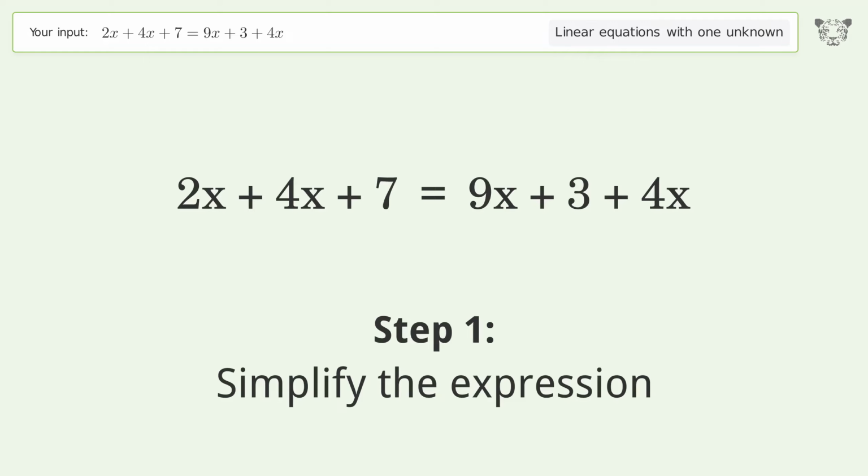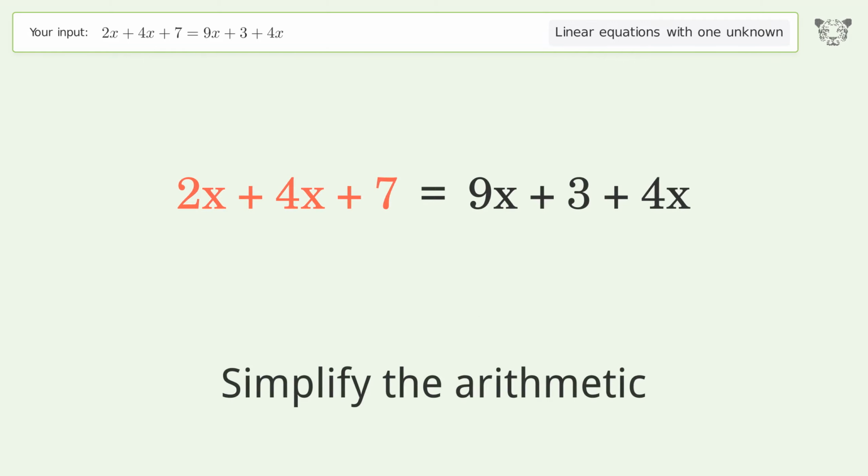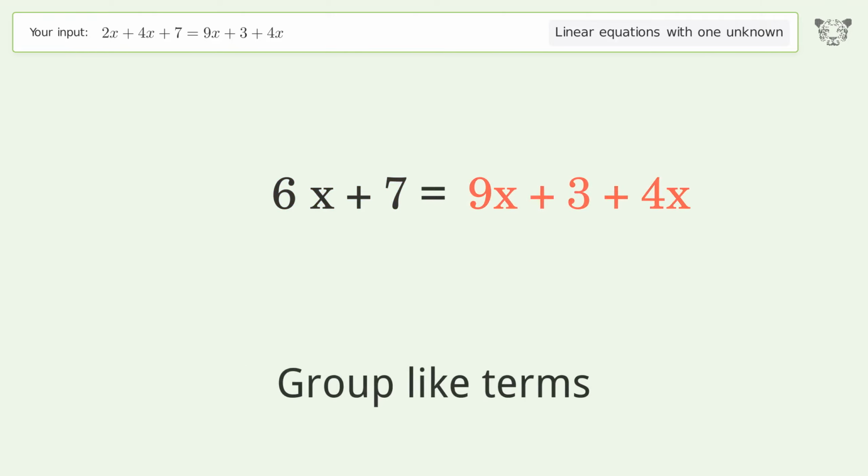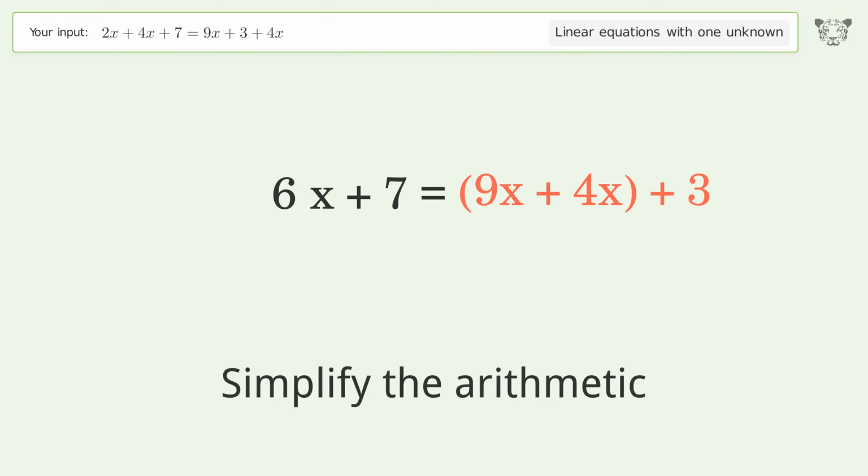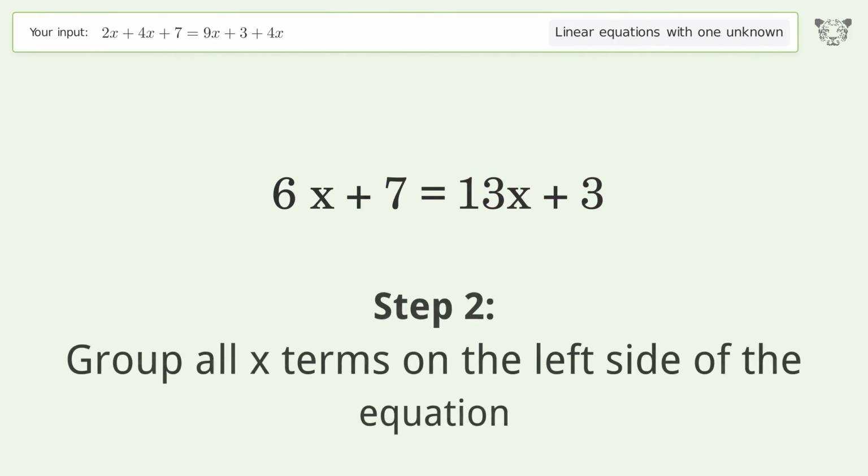Simplify the expression. Simplify the arithmetic. Group like terms. Simplify the arithmetic. Group all x terms on the left side of the equation.